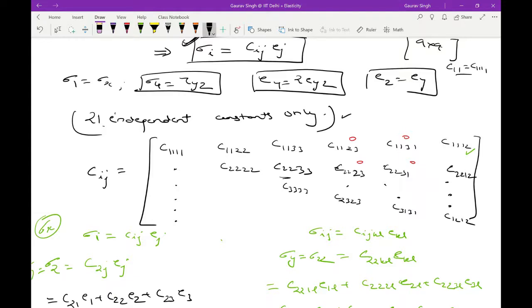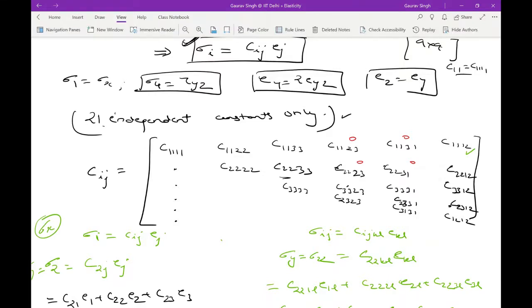number, C3323. Okay, this is also 3 appearing an odd number of times. C3331, C3312, C2323, C2331, C2312. Okay, so this is appearing an odd number of times, an odd number of times, an odd number of times, not an odd number of times. Okay.